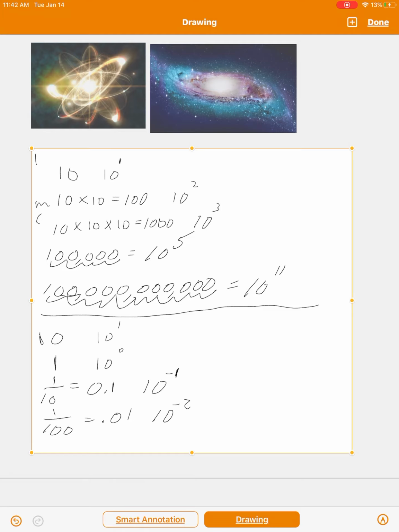So let's go one more. If we had 1 over 1,000, that would be 0.001. Well, that's going to be 10 to the minus 3. So there we're getting smaller and smaller by putting more and more negative numbers in that exponent. It's a really nice notation. It makes our calculations a lot easier.